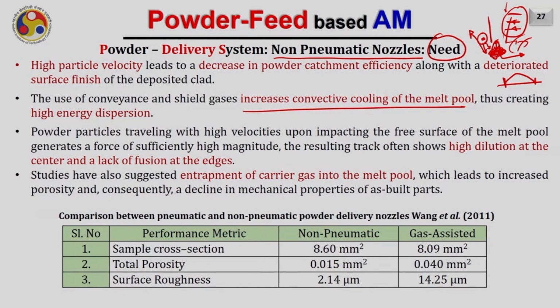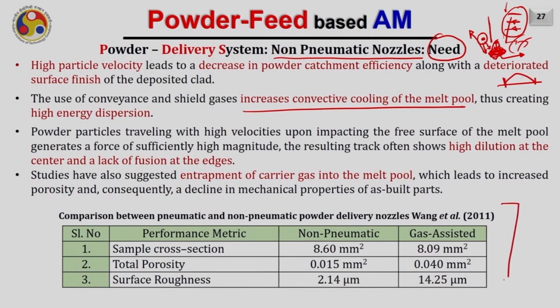Also, it has been discussed in much of the literature that with the involvement of a lot of these gases, there is a possibility of entrapping these gases into the molten pool, which leads to increased porosity, and consequently a decline in the mechanical properties of the final part produced by such nozzles.